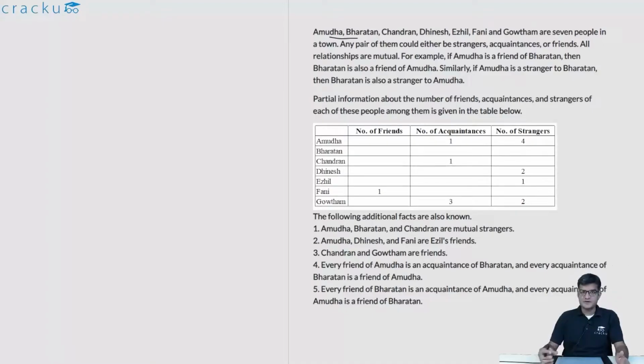In these kind of questions, normally what I try to do is build a table, which is a cross-section table, and try to fill it up. Because there are 7 people, it is going to look something like this. It is going to have 7 rows and 7 columns.